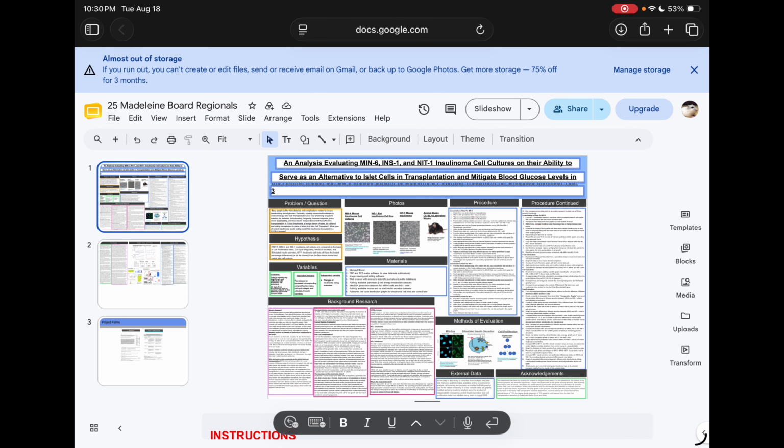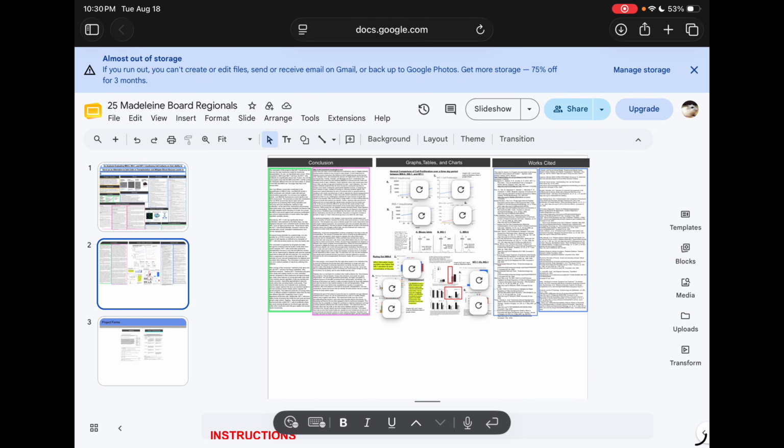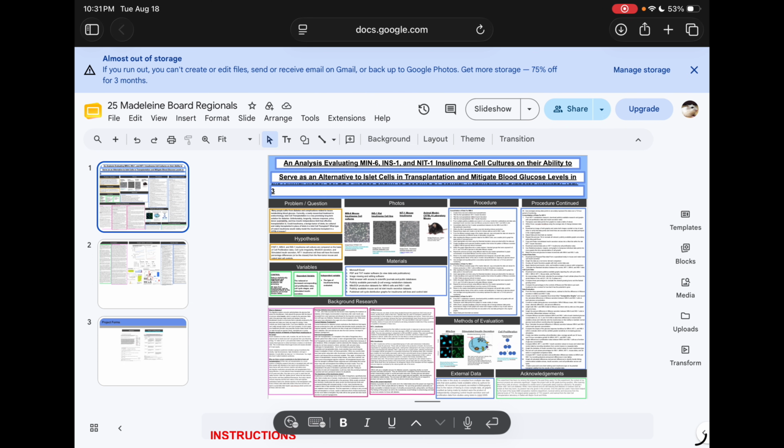But we always start on the top left where it says problem and question, and then we go on to hypothesis, variables, then we do lots of research. We then make our materials and procedures, we design our experiment, and then eventually we get onto the next page where we have our conclusion, we have our graphs, tables, and charts, our data analysis, and then finally our works cited. So that's kind of how it goes. Today we're going to start in the very top left corner with our very first step, creating our problem and question, and identifying some variables, kind of going over what all that general terminology means.